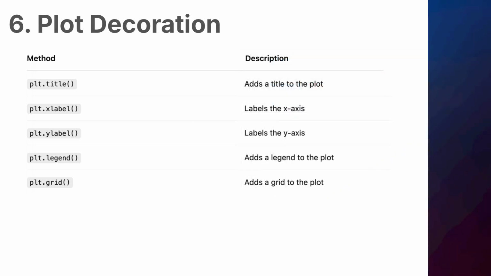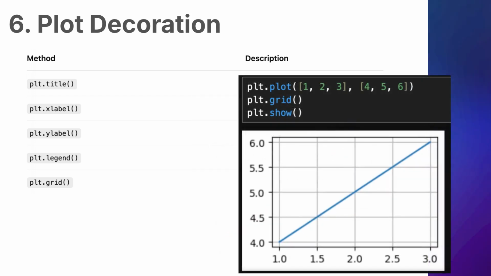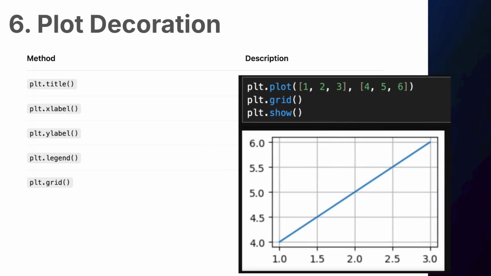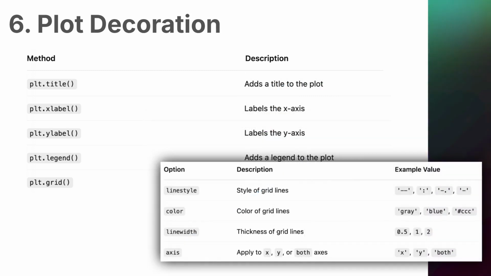Next, legend. It adds a legend, a small box that tells you which line or bar represents what. It's super important when you have multiple lines or data sets in one plot. Next, grid. It adds a grid to your plot, making it easier to read values. You can even control the grid style like this. Common grid style options are line style, color, line width, and axis.